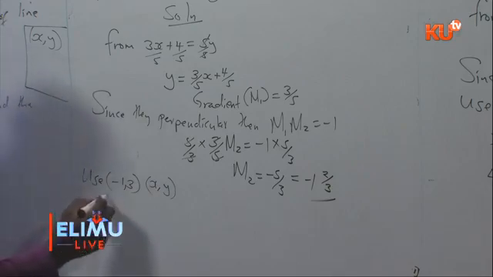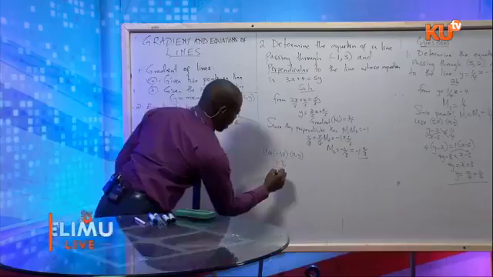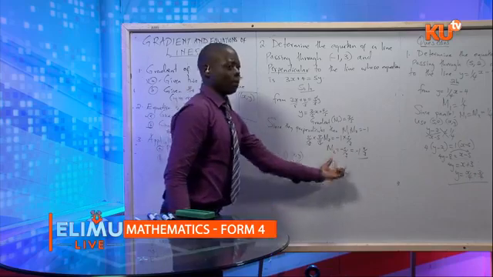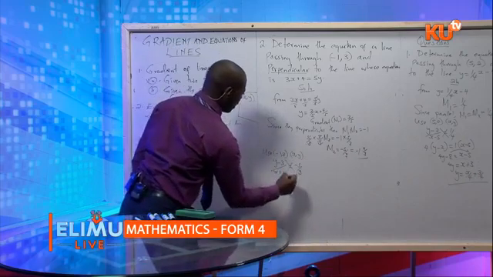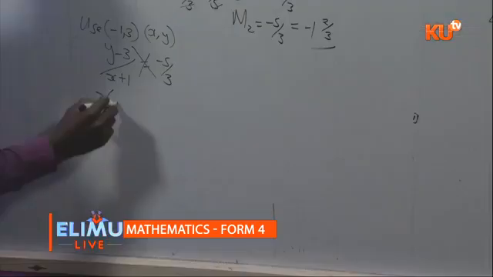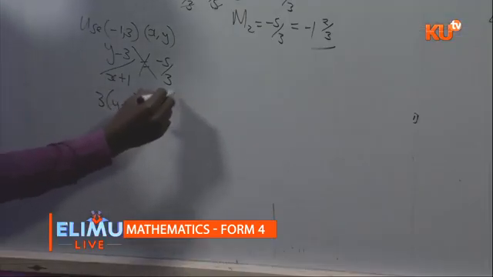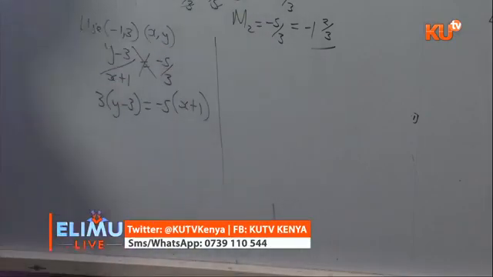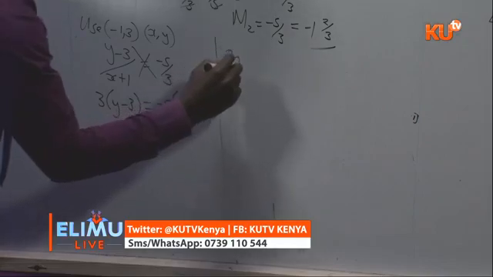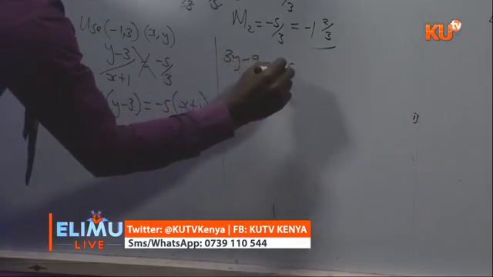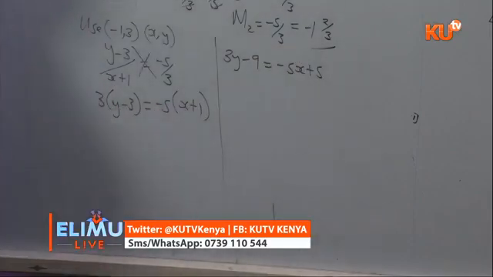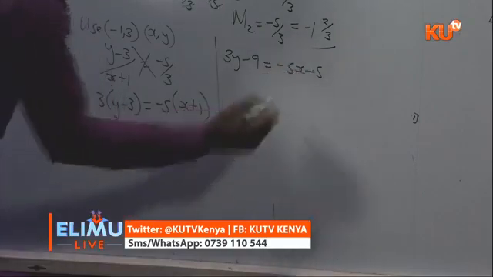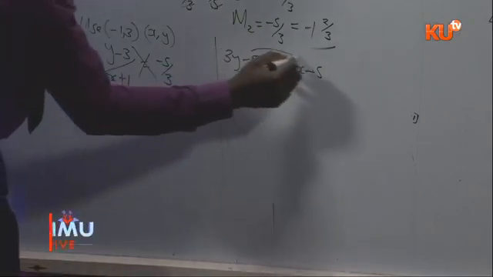With these two, (y - 3)/(x + 1) should give us -5/3, which is the gradient here. Do the cross multiplication to have 3(y - 3) = -5(x + 1). If you expand, you will have 3y - 9 = -5x + 5. Sorry, -5x - 5. Then we collect the like terms, -9 to the right side.